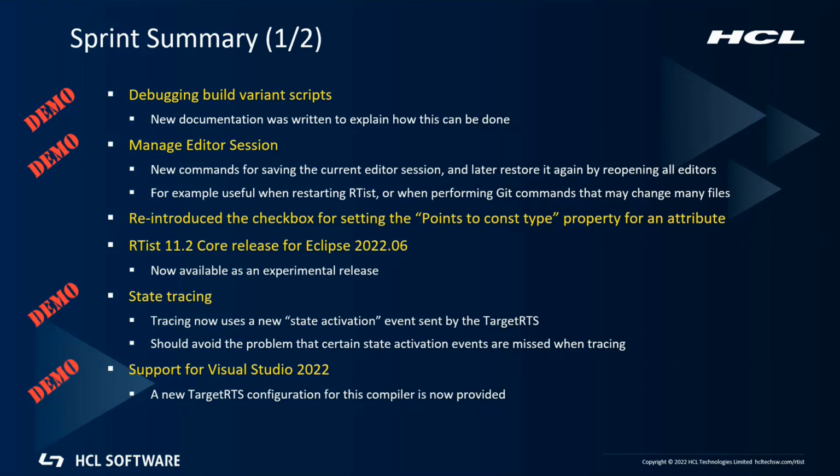Then we have also started to work on uplifting our compilers to new versions. And in this sprint, we are focused on Visual Studio. Before, we supported Visual Studio 2017, and now we have uplifted to the latest, which is Visual Studio 2022. And we provide a new target RTS configuration for this compiler, and also pre-compiled libraries for target RTS, Connexus, and some others.